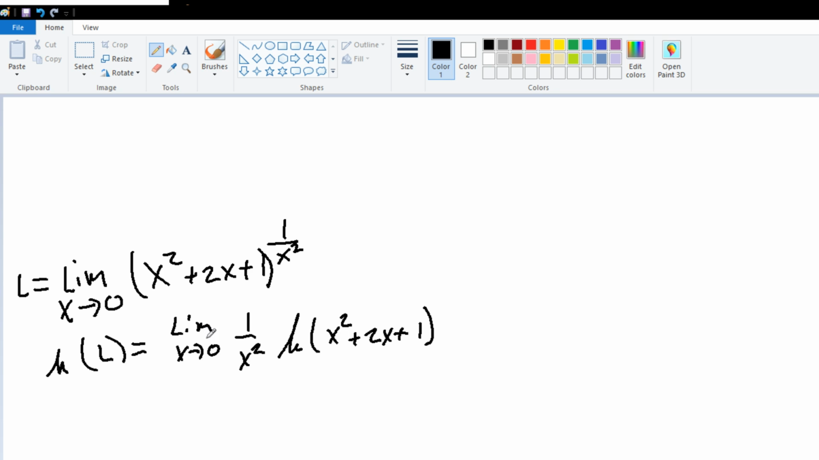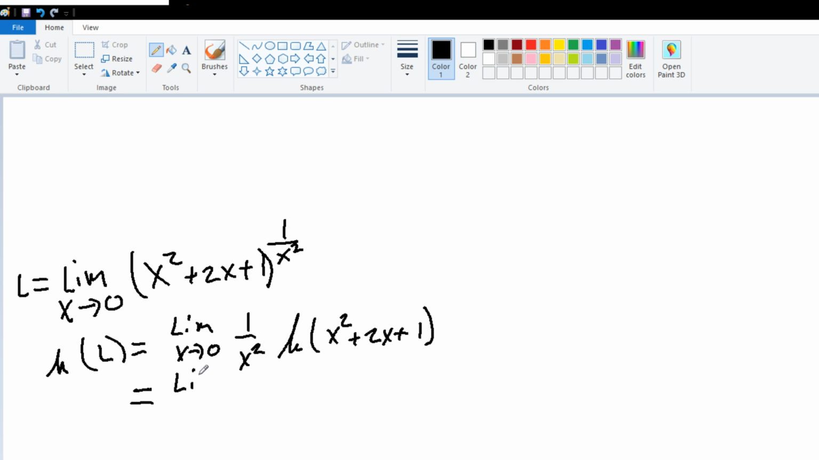So this limit here, well, we get 0 plus 0 plus 1. ln of 1 is 0 in the numerator, and we get 0 in the denominator, so we can use L'Hopital's rule.